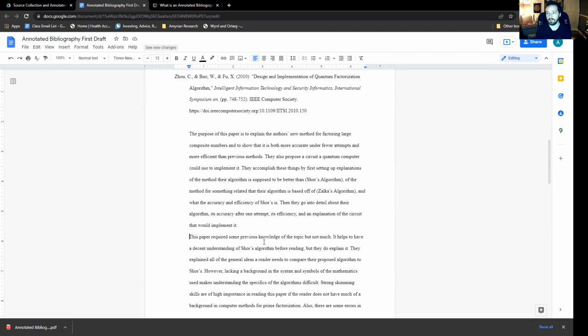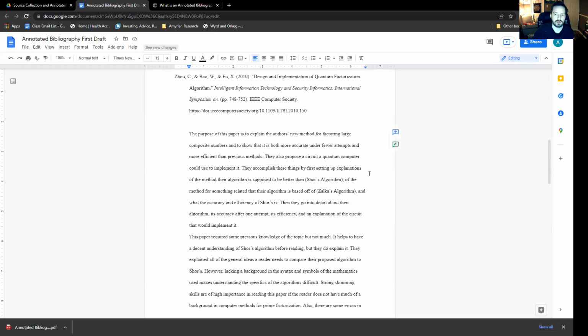And then maybe a sentence, if say it talked about this, and then kind of give an idea of the discussion, like here, let's see. It's always a good idea to start off with the purpose of the whole thing. This is what the author was trying to do. And then they also propose a circuit a quantum computer could use to implement it.